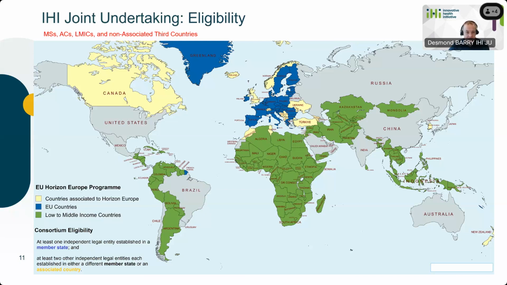So the best example I can give you is Canada. As you can see, it's colored yellow for us. Canada is associated to pillar 2. IHI is in pillar 2. Therefore, for us, Canada is an associated country.